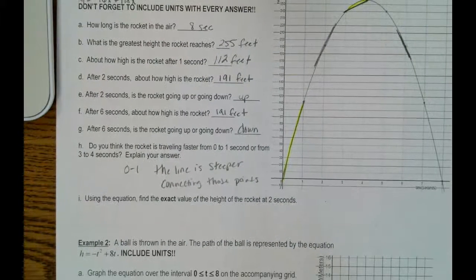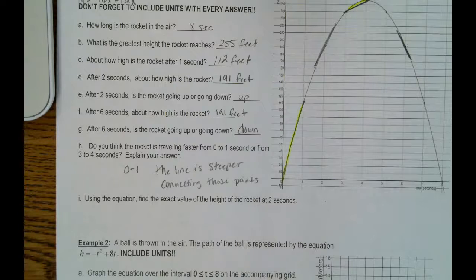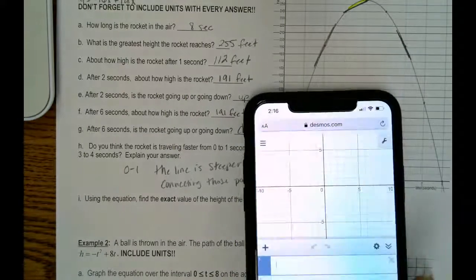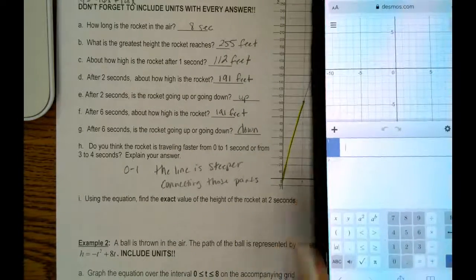Okay, now letter I says, using the equation, find the exact value of the height of the rocket at 2 seconds. Okay, so I'm going to go to Desmos. If you don't have a regular calculator, you can use Desmos, so that's why I'm going to use that because I know that everybody can use Desmos to do this.